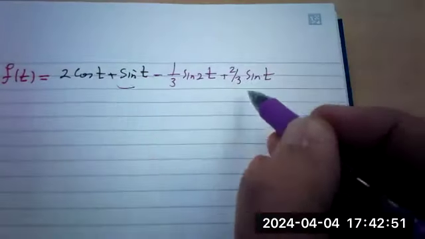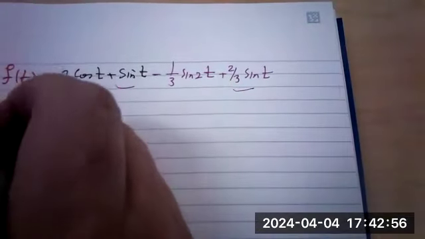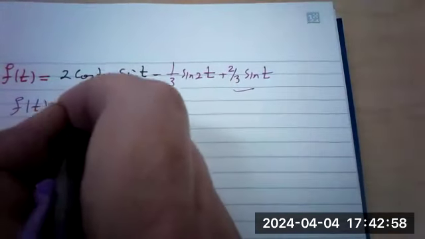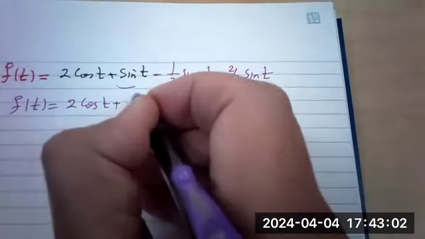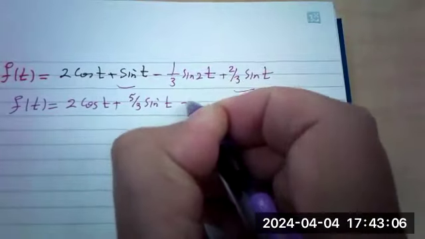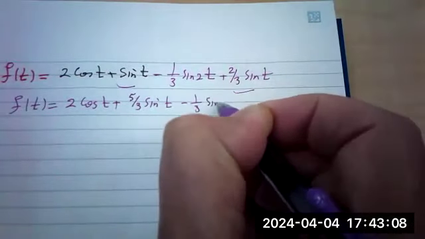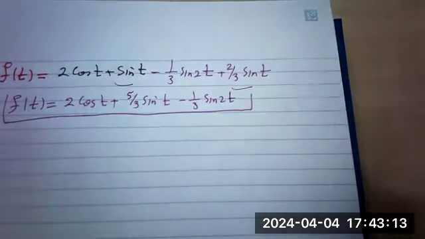This is 1 sine t and this is 2 sine t. We add them together and get 3 sine t. So f of t is going to be 2 cosine of t, plus 5/3 sine of t minus 1/3 sine of 2t, which seems to be reasonable.